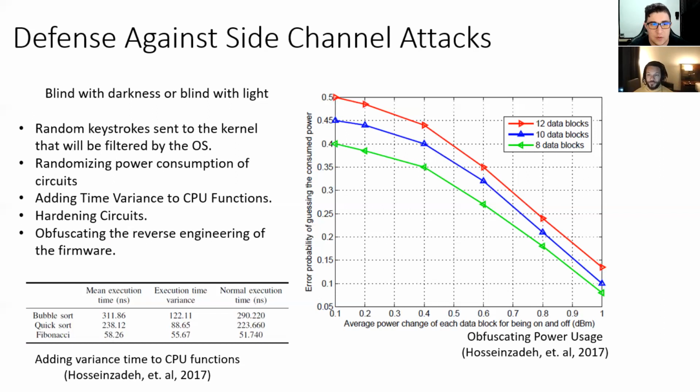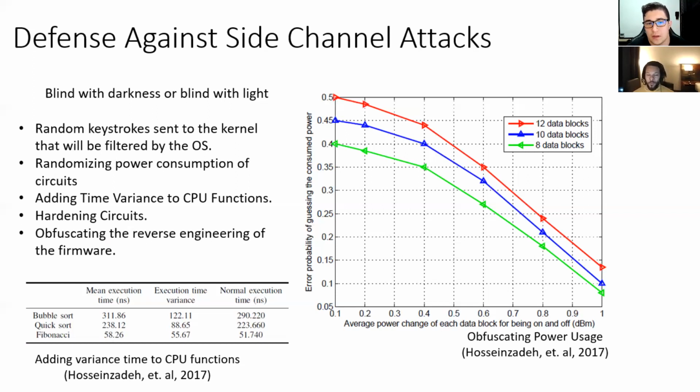So in the example of blinding with light, between the touch screen and the display, you can have your system provide random keystrokes that are sent to the kernel and eventually filtered out by the operating system. But as the attacker is using that cathode ray tube to pick up the signal, they're getting those random keystrokes, therefore rendering their data useless because they're unable to determine what is an actual keystroke and what is a fake one.